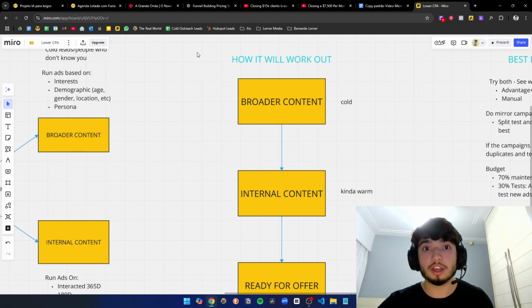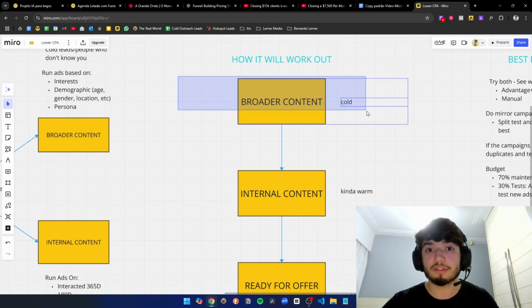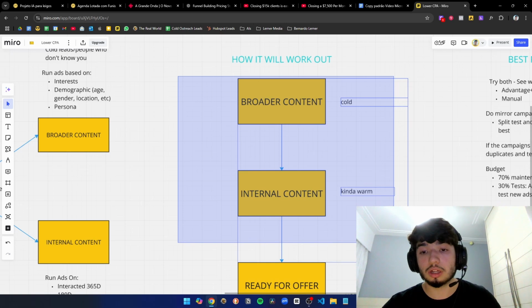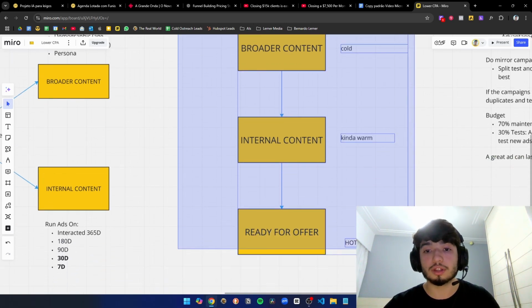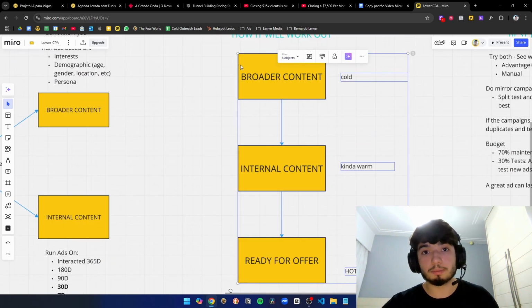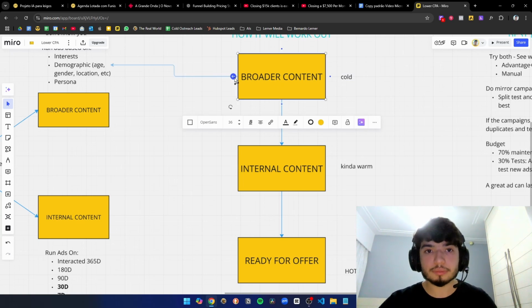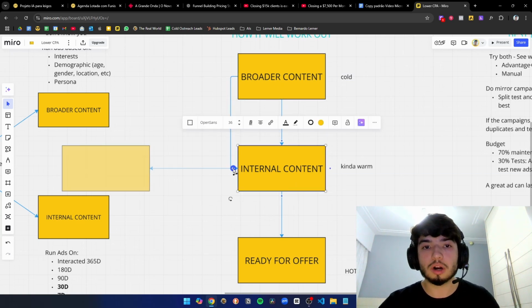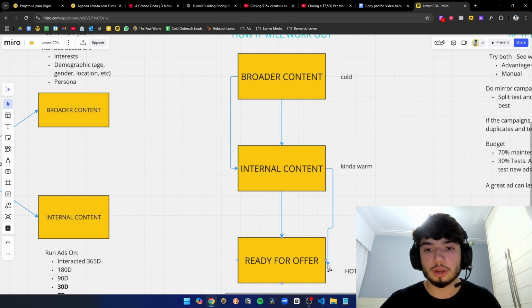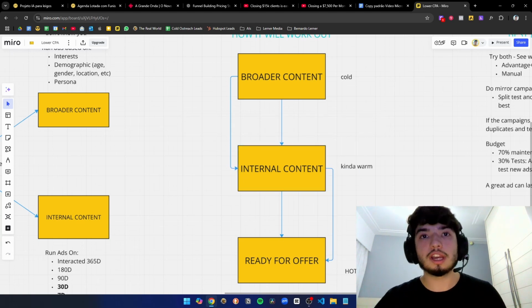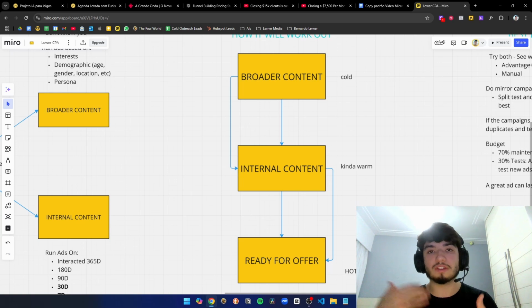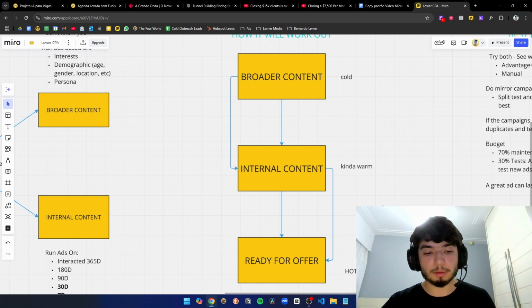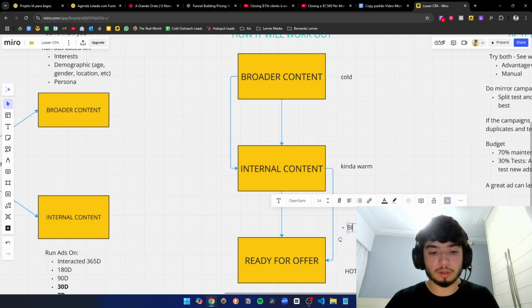But if you're the type of client that I'm looking for, you should focus on the three of these, because people who are on the broader content will go to the internal content at some point, and people who are on the internal content will go ready for offer. And if you have more time to develop those leads, to cook those leads up, you will receive a bigger percentage of them.